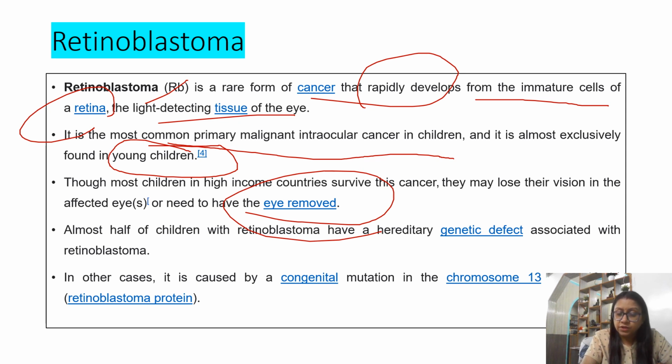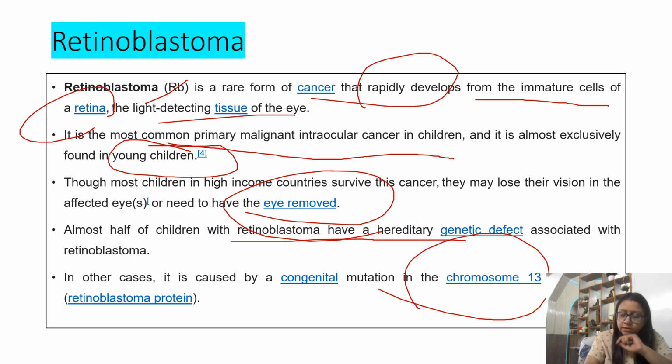Almost half of the children with retinoblastoma have a hereditary genetic defect associated with it. And sometimes it is caused by a congenital mutation in chromosome 13.